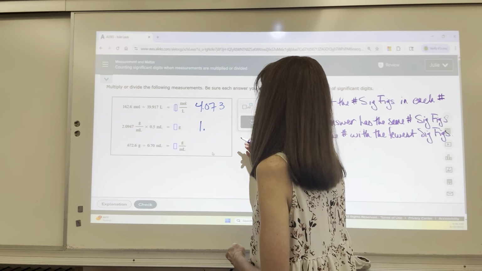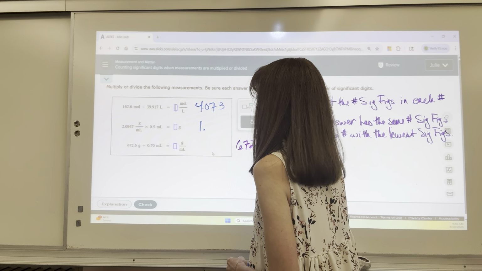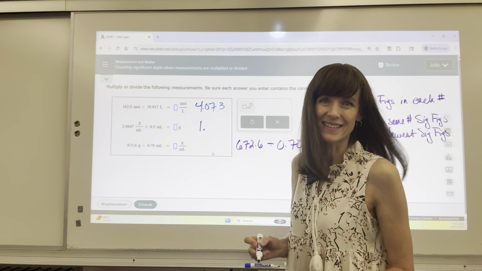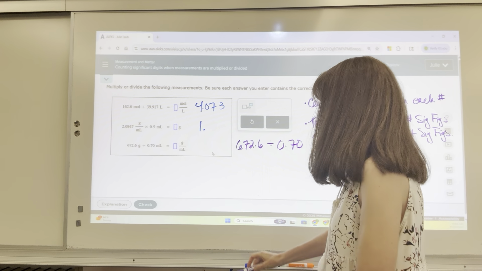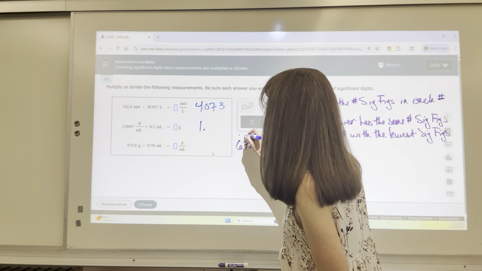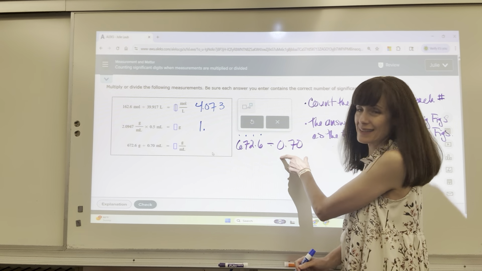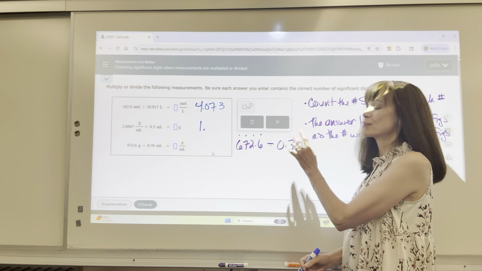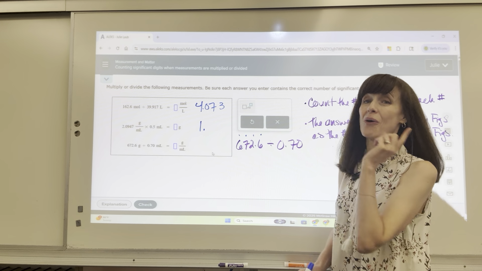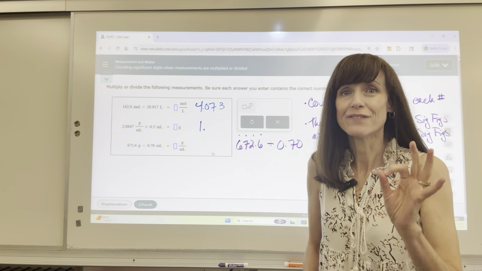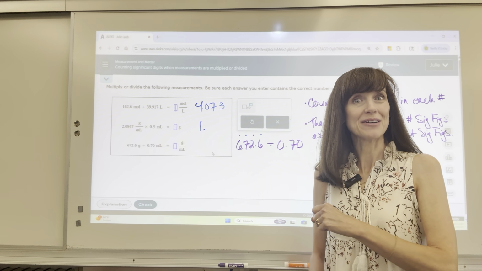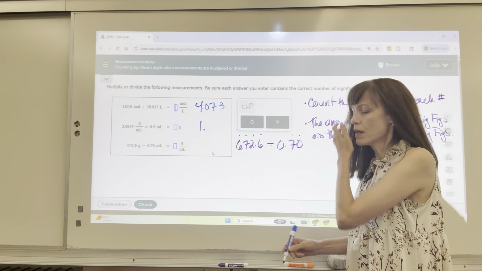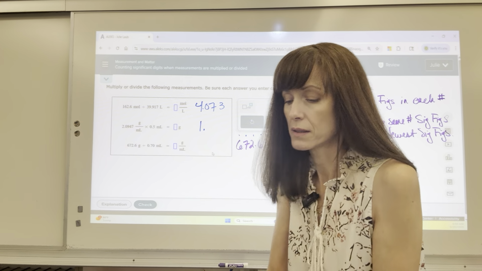We have 672.6 divided by 0.70. Oh, I like this number. This is a good teaching number. Let's count our sig figs. 1, 2, 3, 4. And then look at this. We can't count 0 at the end. We can only count 0, can't count 0 at the beginning. We can only count 0 at the end if there is a decimal. And look what we have. A decimal. So this has 1, 2 sig figs. Let's go ahead and get the answer.